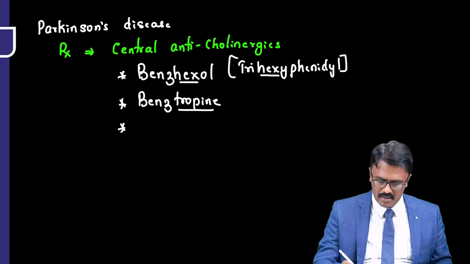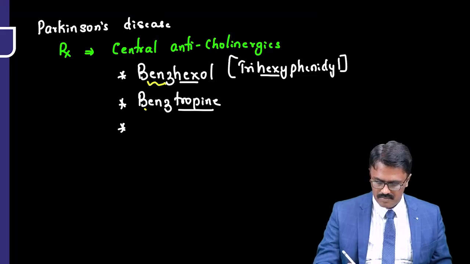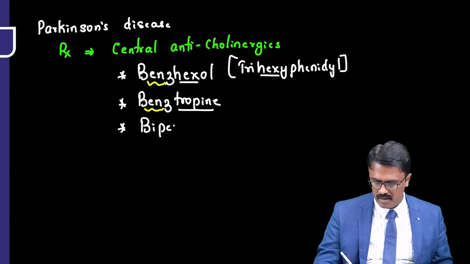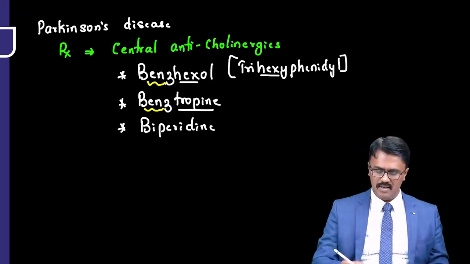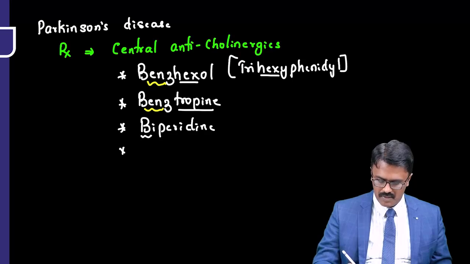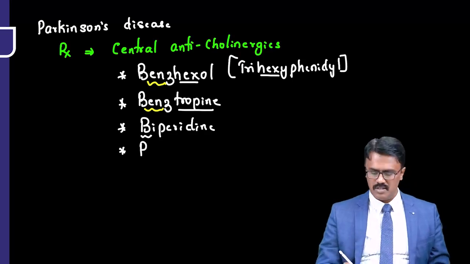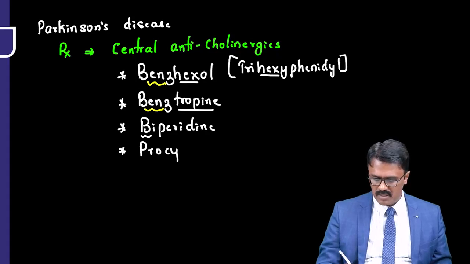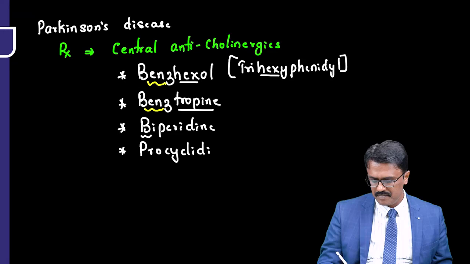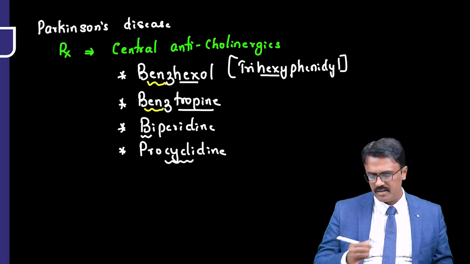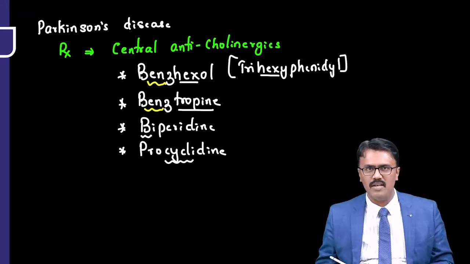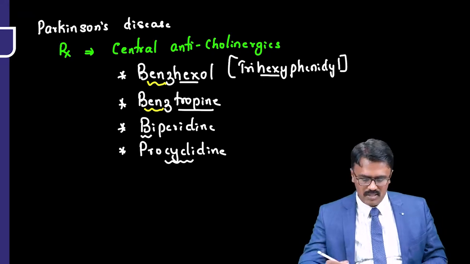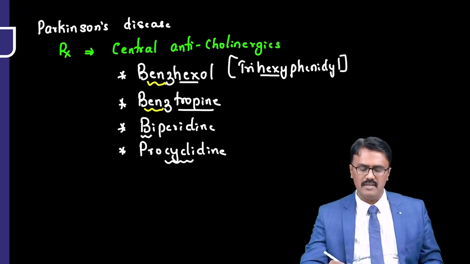And how many benz are there? You see there are two benz. So the next drug is biperidine. So you have two benz, that is bi. So remember biperidine. Then when you lose the benz, you get a cycle, that is called procyclidine. So you had two benz cars and now you are owning a cycle. So these are the drugs which are used in Parkinson's disease.